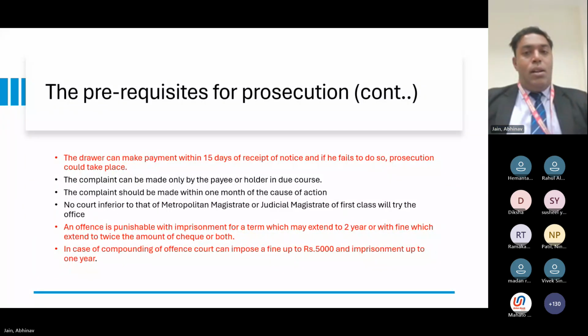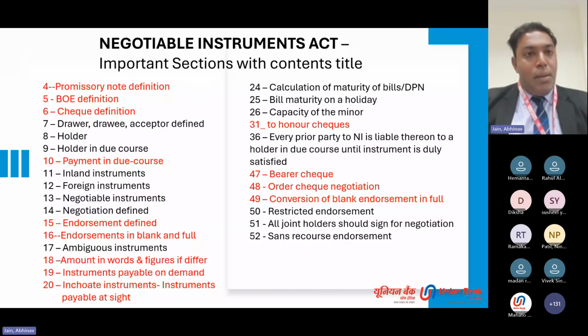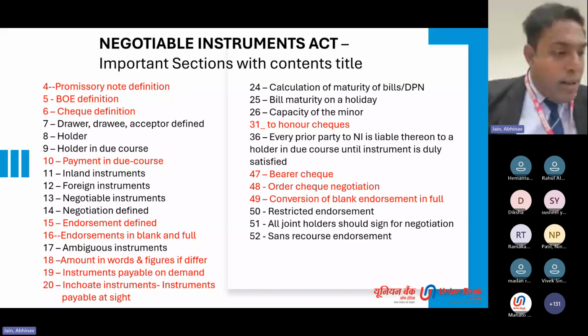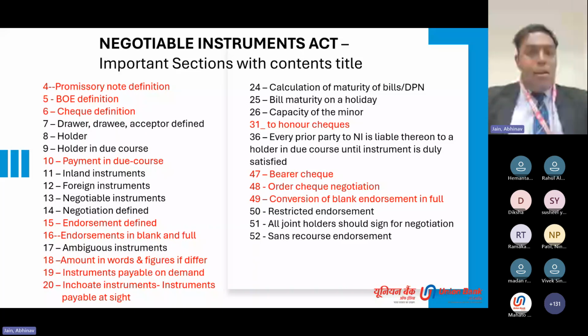Now, again, let me briefly discuss some important sections of the NI Act. Section 4 defines promissory note. Section 5 defines bill of exchange. Section 6 defines check. Section 7 defines drawer, drawee.